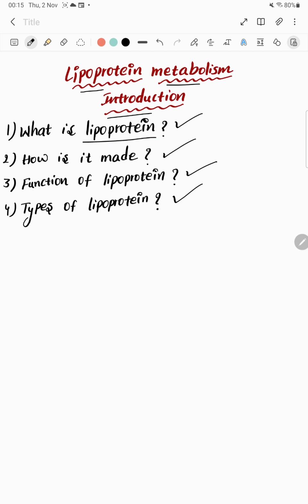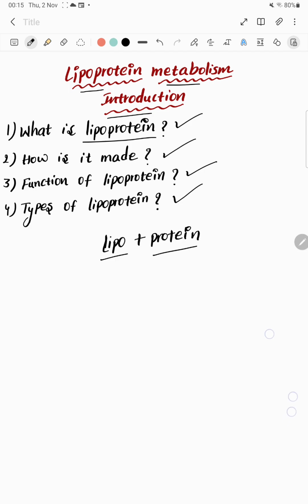This name itself tells us that lipoprotein has two components. I'm going to write here: lipo plus protein, which means there are two components. One is the lipid component and the other is the protein component. Lipoprotein is made up of two components.